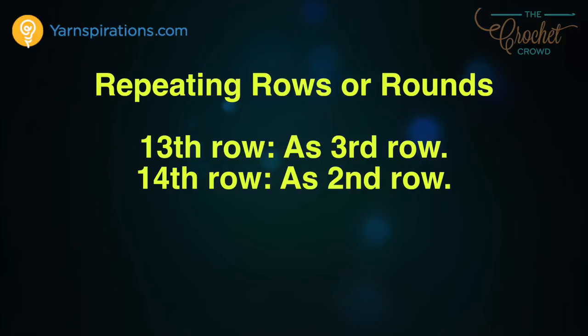So don't go back to number 2 and start all those instructions all over again. That is just telling you to do row number 13 as the third row and row number 14 as the second. So this is kind of a neat idea, and once you get that done, then you can continue to move forward in your pattern. So don't go backward and start all over again. Just grab the same instruction and do as it states for those particular rows.